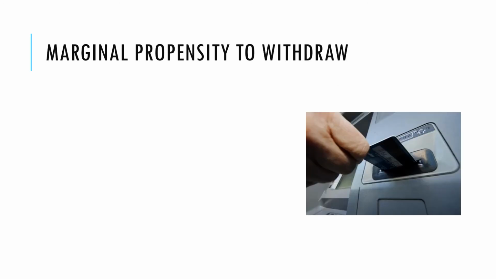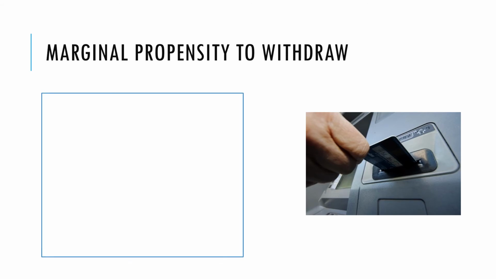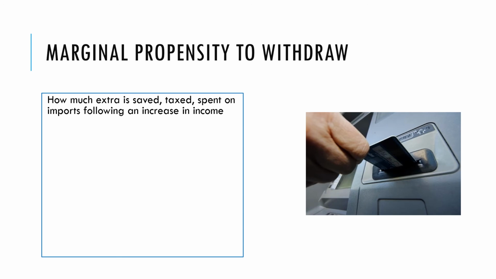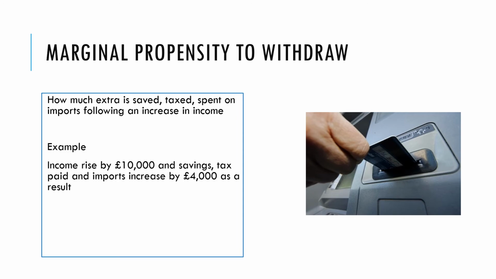Let's now look at marginal propensity to withdraw, and we should make sure we have all these concepts and terms down in our notes. The marginal propensity to withdraw is saying of any extra income, how much is saved, taxed, or spent on imports. So for example, if incomes rose by £10,000, but people saved, paid tax or imported £4,000, as a result, the marginal propensity to withdraw would be 0.4 or 40%. 40% of their extra income is not spent on consumption, it's actually spent on withdrawals.